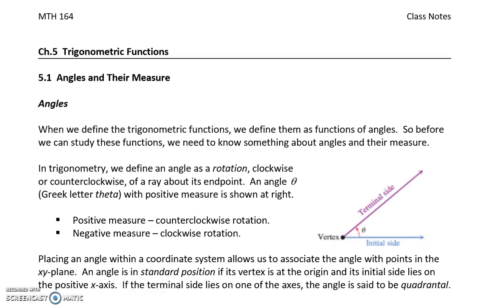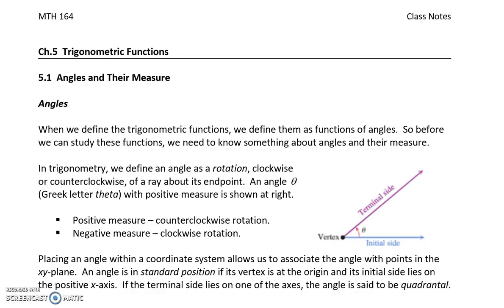So first of all, let's just talk about some of the basics of angles. When we define the trigonometric functions, we define them as functions of angles. So before we can study these functions, we need to know something about angles and their measure. In trigonometry, we define an angle as a rotation, clockwise or counterclockwise, of a ray about its endpoint. An angle theta, so that's the Greek letter theta that you see there. We typically use Greek letters to represent angles in trigonometry. An angle theta with positive measure is shown at right.